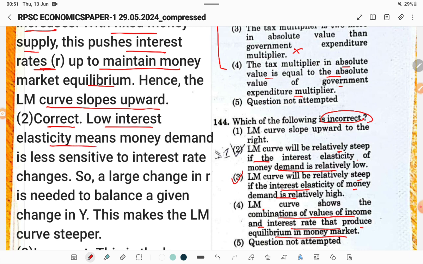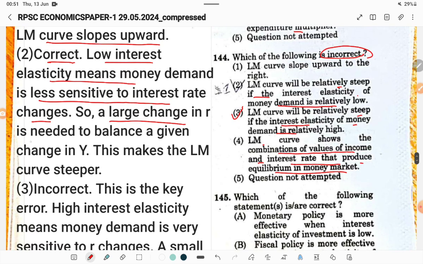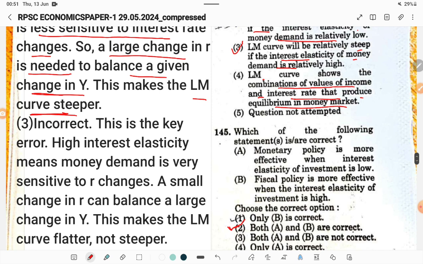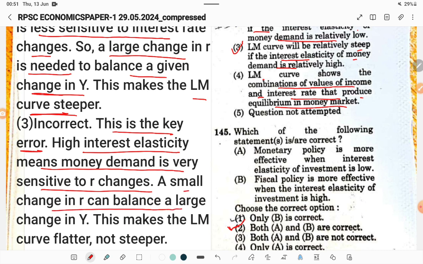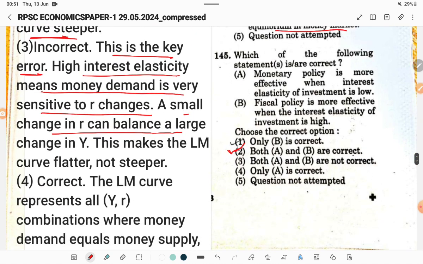Low interest elasticity means money demand is less sensitive to interest rate changes, so a larger change in the rate of interest is needed to balance a given change in Y. This makes the LM curve steeper. So this statement is correct. Now the third statement is incorrect, because this is the key error. High interest elasticity means money demand is very sensitive to rate of interest changes. A small change in the rate of interest can balance a large change in income. This makes the LM curve flatter, not steeper. Okay. And the fourth statement is also correct.